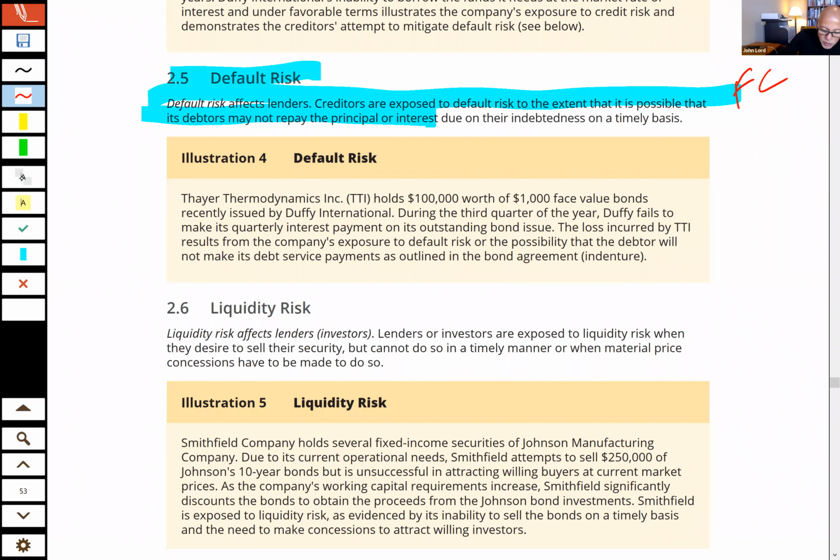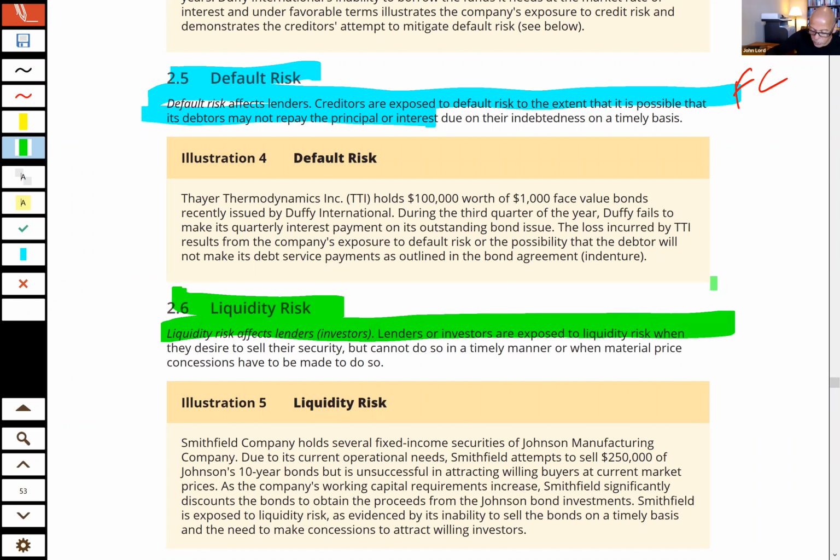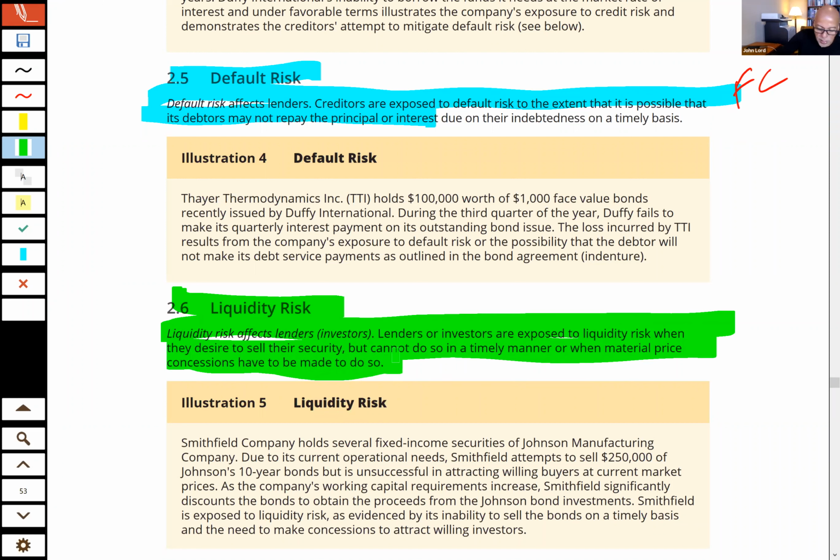Okay, let's take a look at liquidity risk. And liquidity risk is going to be the risk that we're not going to be able to sell off a particular investment in an orderly market. It's going to be almost some sort of fire sale where we're having to dump a particular security quickly. So liquidity risk affects lenders. Lenders or investors are exposed to liquidity risk when they desire to sell their security, but cannot do so in a timely manner, or when material price concessions have to be made to do so. And you can go ahead and flashcard that, but I think that one's worth the example here.